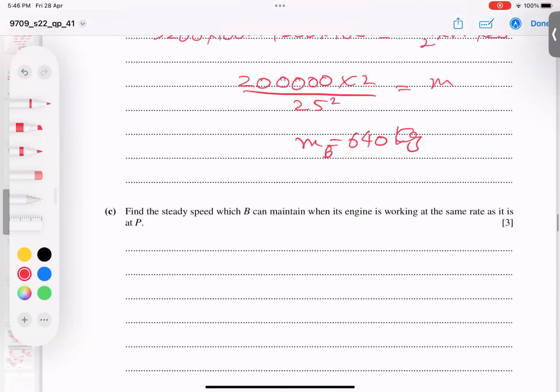Now he said steady speed. What does steady speed mean? Constant speed, and acceleration is confirmed zero. Find the steady speed when B is maintained and the engine power generated is the same.